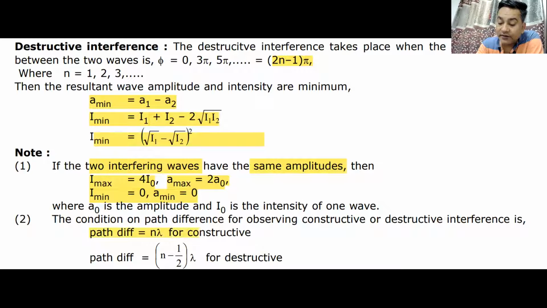Then we have seen the relation between path difference and phase difference. In terms of path difference, for constructive interference, the path difference must be n lambda. For destructive interference, the path difference must be (n plus or minus half) lambda. Do we remember this? Yes or no? Please note it down while I give you 2 minutes.